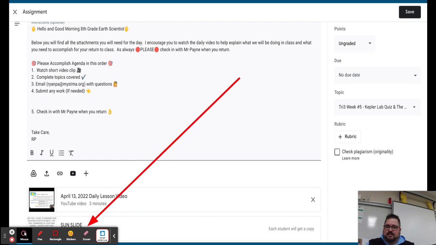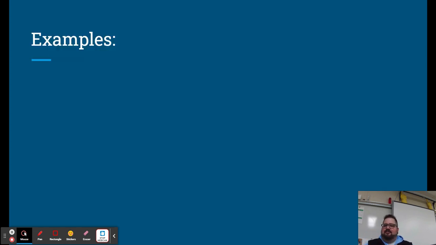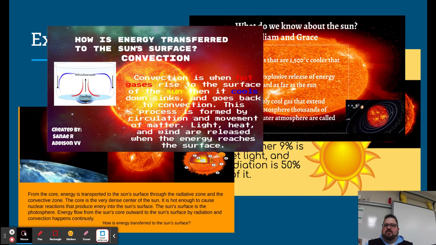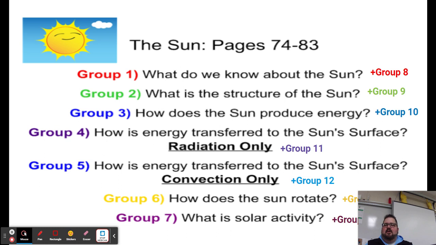So you were in groups. The one person clicked on the slide. You shared it with each other. You're making a slide that is visually appealing, that is beautiful, that has pictures and backgrounds and everything else. Mrs. Dayton will go through some examples, show you a couple different examples. I showed these to a couple classes. Again, they're neat. There's pictures, there's visuals, it's easy to read, it catches your eye. That's what we're looking for with your slide.